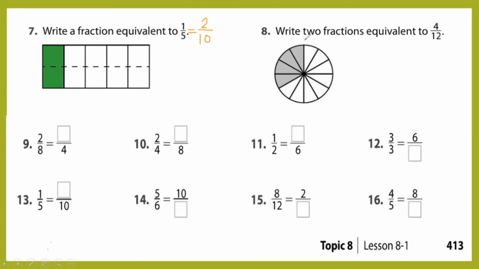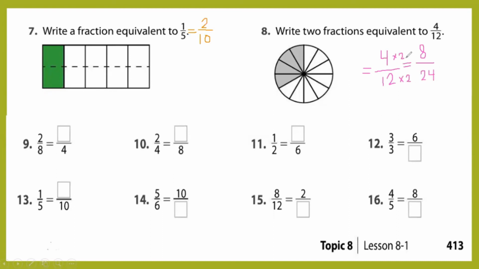Number 8, write two fractions equivalent to 4 out of 12. Here we have 4 out of 12. How can I write it, teacher? I will write 4 out of 12 and start to write equivalent fractions. We said before, I can multiply up and down by 2. I will multiply the numerator by 2, and down the denominator by 2. 4 times 2 equals 8, and 12 times 2 equals 24.